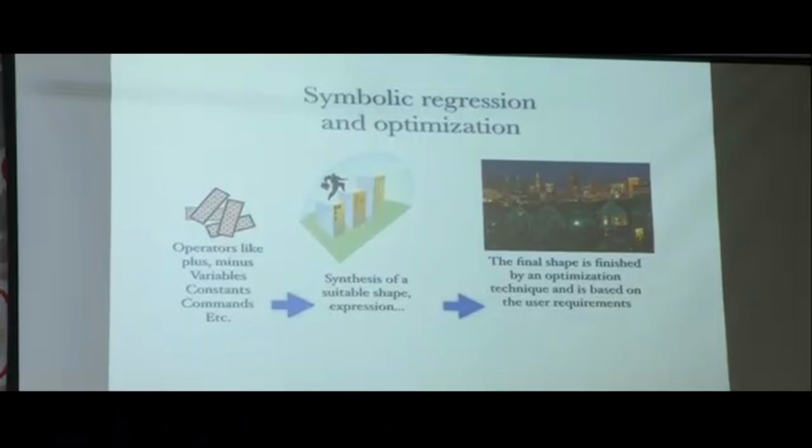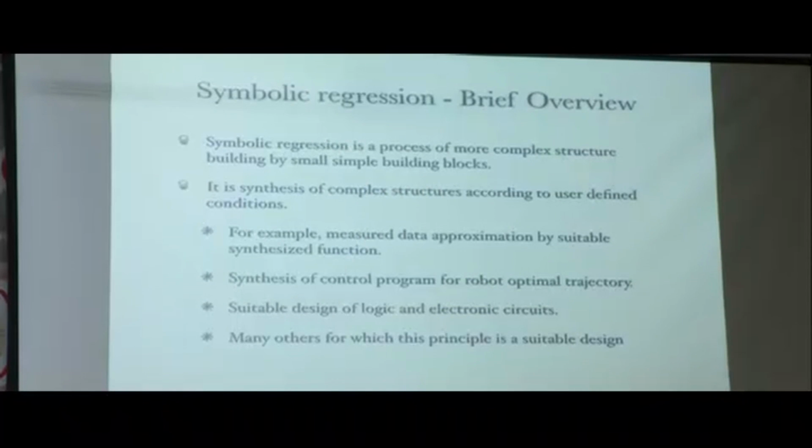Basically, we take the bricks, from the bricks we build the house. These are some basic formulas, basic parts of the models, and from these houses we build a city. And we tune the city, we just reshape the city so it will work as we wish. So this is the symbolic regression. This is like a brief overview.